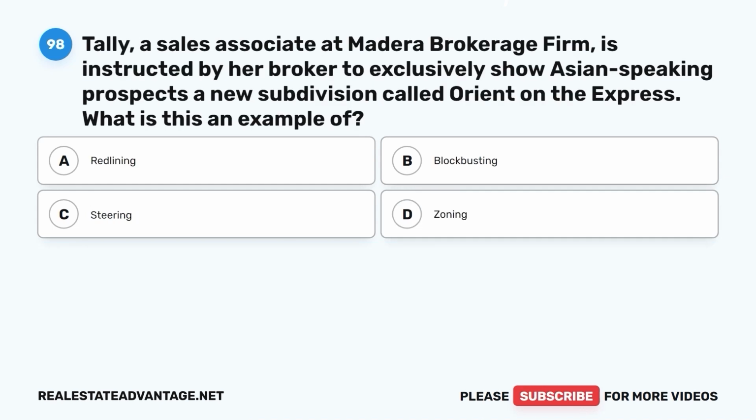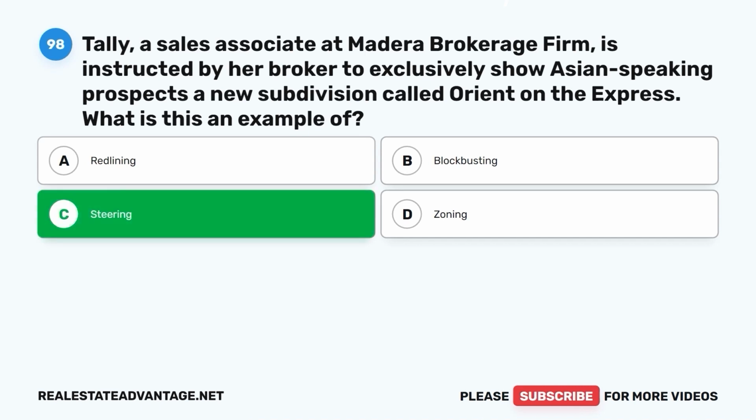Question 98. Tally, a sales associate at Madeira Brokerage firm, is instructed by her broker to exclusively show Asian-speaking prospects a new subdivision called Orient on the Express. What is this an example of? A. Redlining. B. Blockbusting. C. Steering. D. Zoning. The correct answer is C.